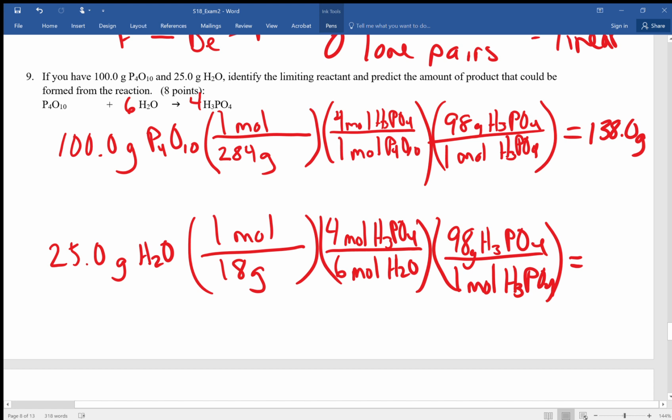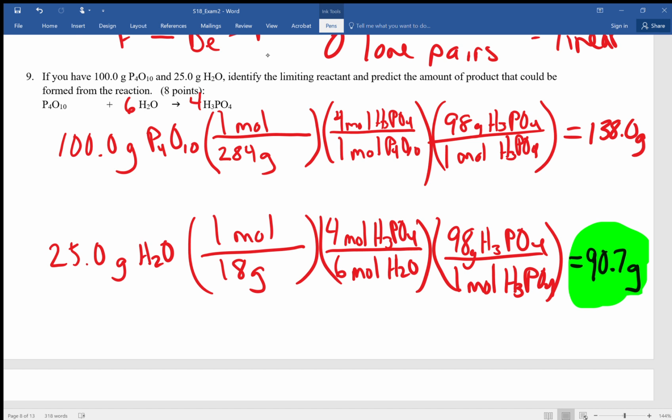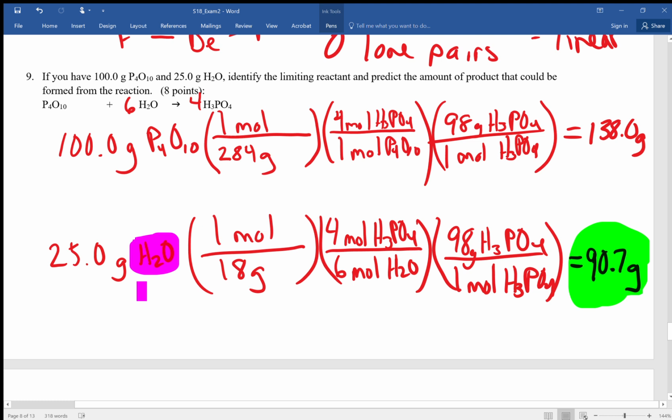However, the 25 grams of water will only allow us to form 90.7 grams. So that tells us that the water, since it allows us to produce less of the product than the amount of P4O10 we have, the amount of product we can form is 90.7 grams, and the water is our limiting reactant.